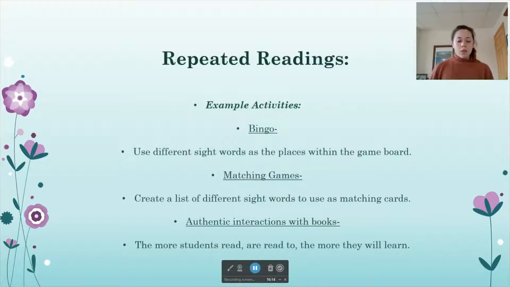When we talk about repeated readings, the best way for young readers to learn to recognize words by sight is to see them often. So teachers can expose young readers to words by offering activities that use these words, like bingo and matching games. An even more effective way students learn to recognize words is through authentic interactions with books. The more students read and are read to, the more words they learn, and the more they can see, oh, I saw this in that story.